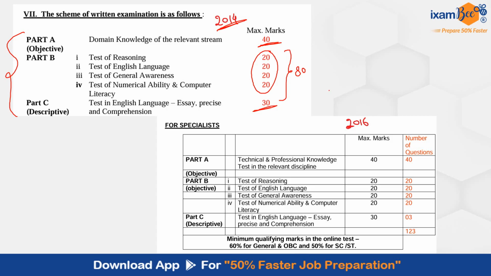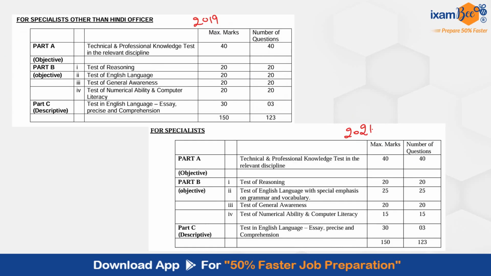This pattern was again repeated in 2016, and then in 2019 also the pattern was same. Coming to 2021, here the change was brought. Part A was again technical and professional knowledge. In Part B, the number of questions of English language were increased to 25 and of numerical ability and computer literacy it was decreased to 15. Otherwise the total was still 80. And after that Part C was also there.